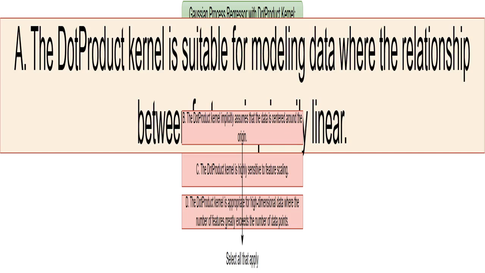The DotProduct kernel computes the dot product, which is like measuring how much two vectors point in the same direction. If you stretch or shrink the features, this changes the dot product significantly, affecting results. You must scale your features carefully when using the DotProduct kernel.